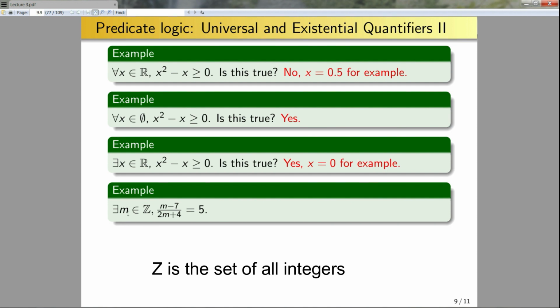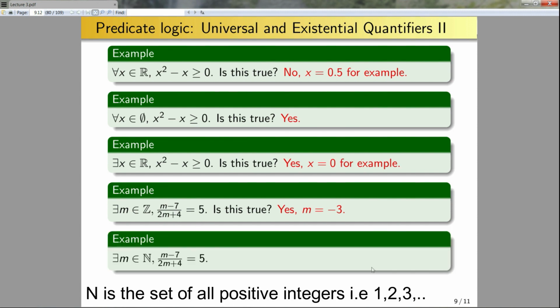How about this one? There exists an m in Z such that m minus 7 divided by 2m plus 4 is equal to 5. Is this true? Well, to show this is true, I'd have to solve for m. A good exercise would be to pause the video and solve that for m. And you find, yes, m equal to minus 3 is an integer such that this statement holds. One more example. For all m in the natural numbers, m minus 7 divided by 2m plus 4 is equal to 5. Is this true? Well, no, because the only solution to this equation is minus 3.